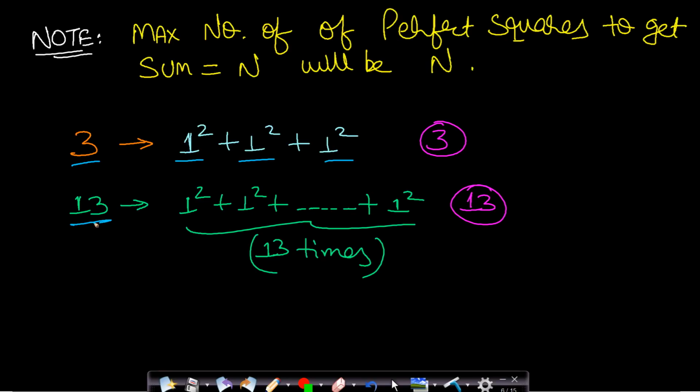Given the number 13, it is always possible to break it into 13 parts of 1 square, because 1 square is also a perfect square. So your answer will be 13. Given a number n, in the worst case, we can get n by n divisions of 1 square each. Therefore for n, the worst case answer will be n. We need to find the minimum answer, and it can go maximum to n. So this is one important point to note.